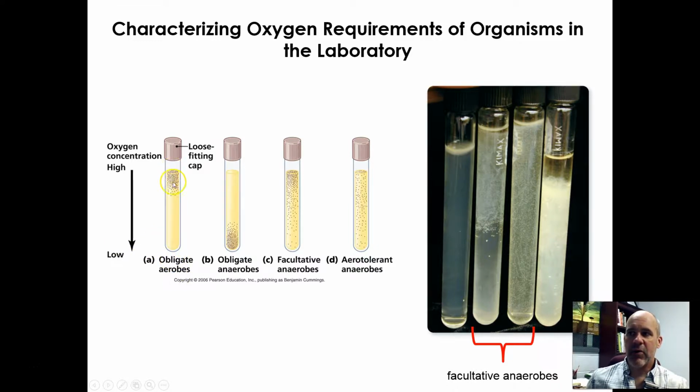So if you're an obligate aerobe, you're only going to grow at the top of the tube. If you're an obligate anaerobe, you're only going to grow at the bottom. If you're a facultative anaerobe, remember we said those organisms prefer oxygen gas, but they can grow without it. So they're going to grow generally heavier at the top where you have oxygen gas, but they'll still grow elsewhere in the tube because they don't have to have oxygen gas to survive. An aerotolerant anaerobe, remember, doesn't mind oxygen gas but isn't using it. So they're able to grow pretty much at the same level everywhere in the culture.